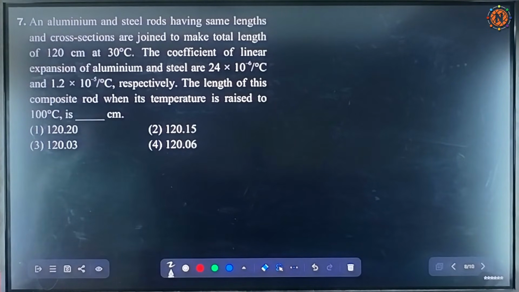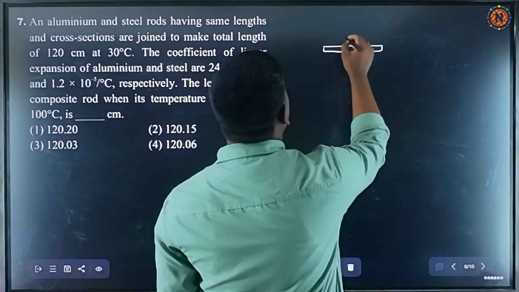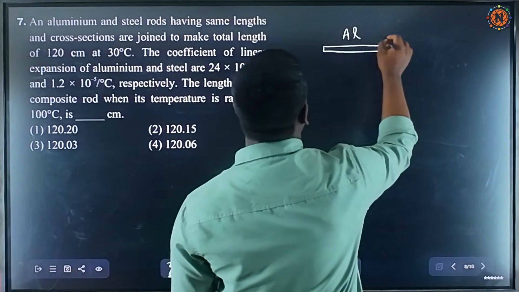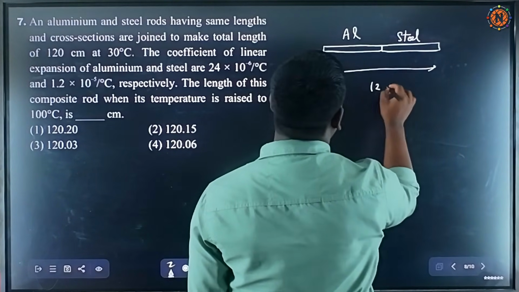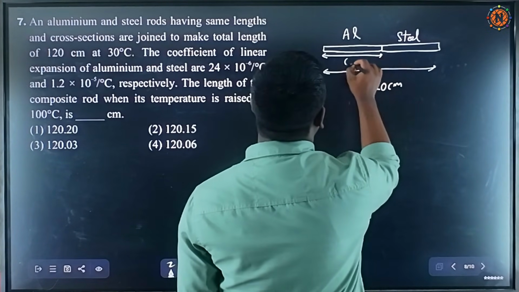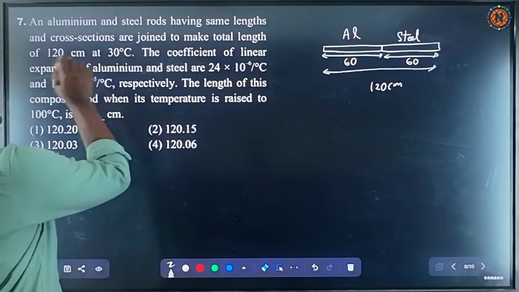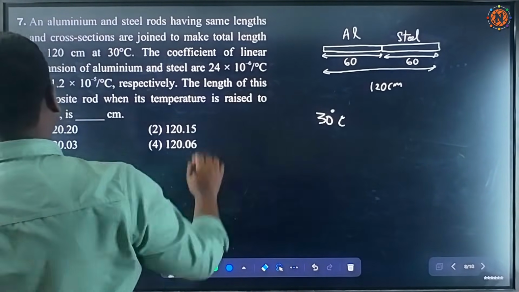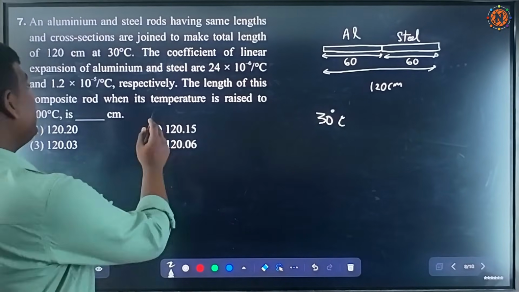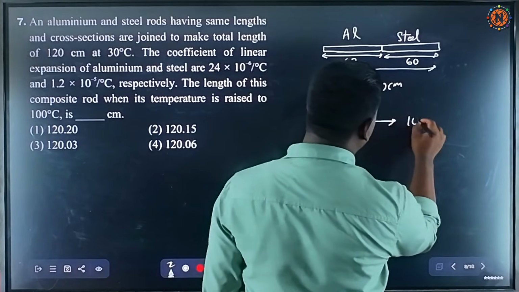Okay, there are two rods of same length joined to make the total length of 120 centimeter. Let us consider this is an aluminum rod, and this is also a steel rod, but their lengths are same. Since total length is given as 120 centimeter, individual length will be 60 centimeter and this will also be 60 centimeter. Now they are initially at 30 degrees Celsius, and their coefficients of linear expansion are given. Next, the length of the composite rod when its temperature is raised from 30 degrees to 100 degrees Celsius.